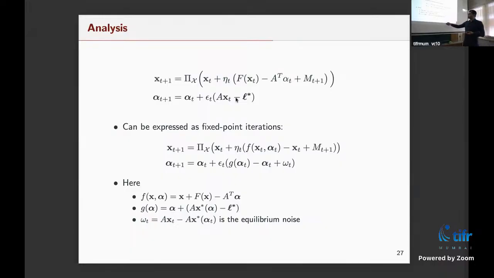Look at G of alpha. G of alpha is alpha plus A X star of alpha minus L star, right? If there is a projection, there is a possibility that for two alphas, alpha 1 and alpha 2, X star of alpha is the same. Which means that if I do G of alpha 1 minus G of alpha 2, what I get is alpha 1 minus alpha 2, which makes it a non-expansive mapping. So as long as there is a possibility that two alphas give the same Nash equilibrium, this algorithm will have a non-expansive mapping.